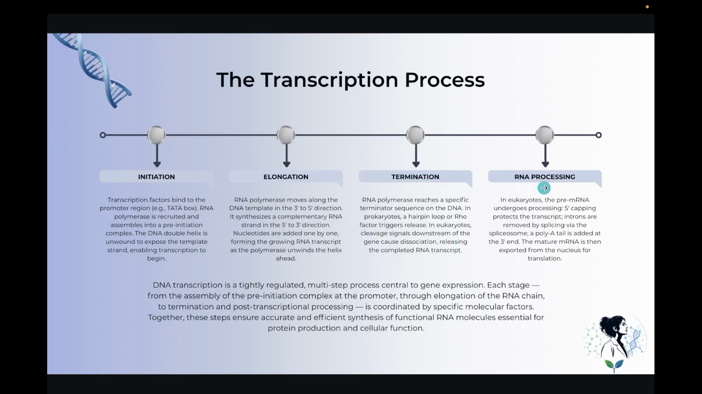And then comes the RNA processing. In eukaryotes, the pre-mRNA undergoes processing such as 5' capping, which protects the transcript, splicing, which removes introns via the spliceosome, and polyadenylation, which is the addition of a poly A tail at the 3' end. These processing steps form mature mRNA, which is transported from the nucleus to the cytoplasm for translation.